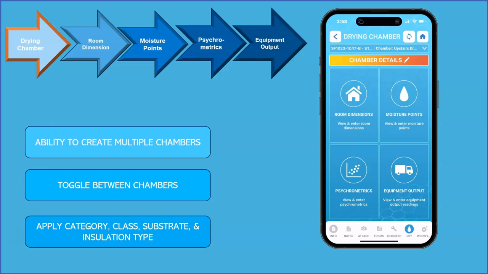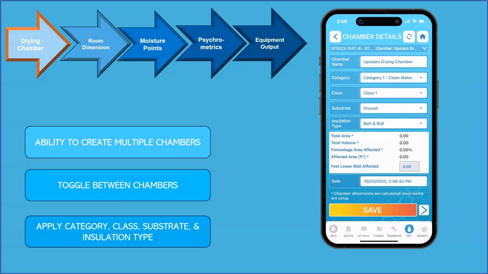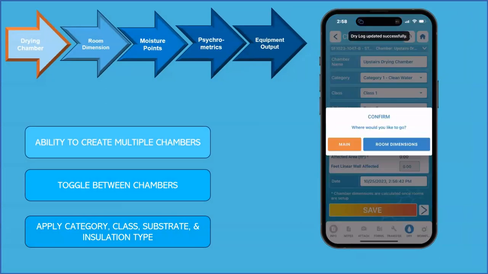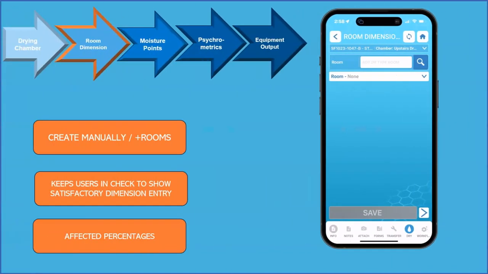But for today's training, we are going to continue on as this is a new loss. For today, we are going to select Save again, and then we are going to navigate to the room dimensions. Now within the room dimensions section, I can create my rooms within the drawing chamber and the associated room dimensions.